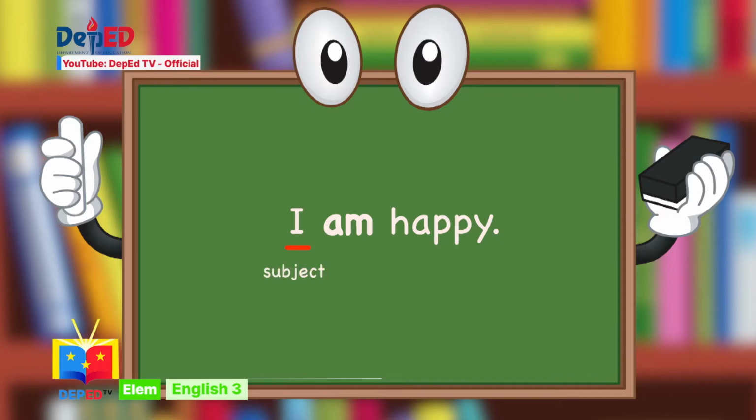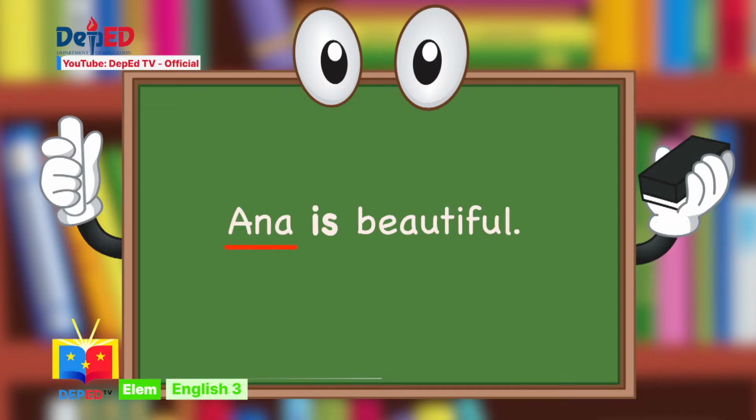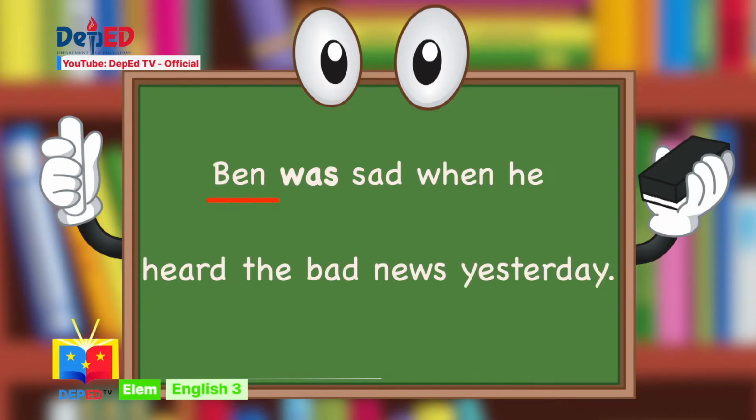Use am when the subject is the first person pronoun I. Anna is beautiful. We need to use is because our subject Anna is in third person and it is singular because it pertains to only one person and the sentence is in the present tense. Ben was sad when he heard the bad news yesterday. Here, we still have a subject in third person and it is also singular because it only pertains to one person. However, we need to use was because the sentence is in the past tense.